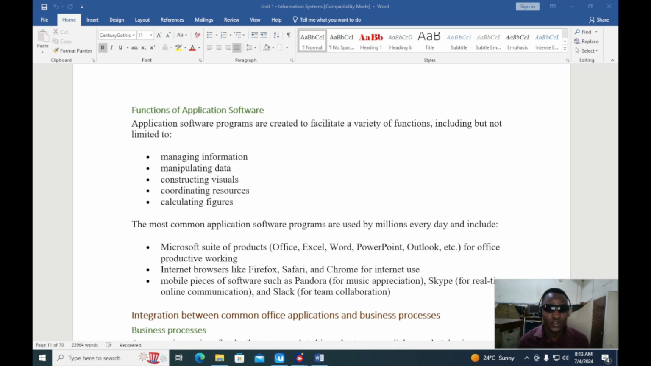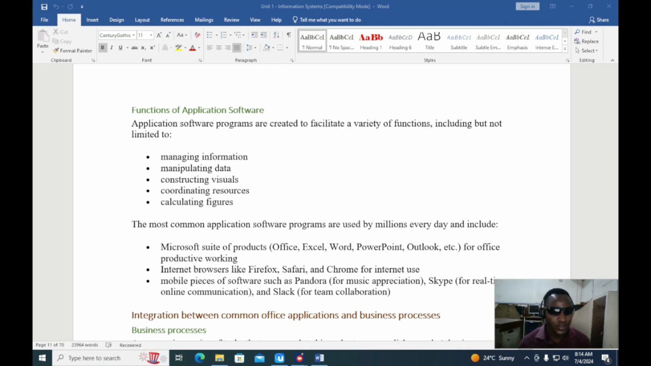They help us also in the manipulation of data. For example, Microsoft Excel is able to do some simple and even complex analysis of data to generate information in the form of pie charts, graphs, and histograms that can be used in data interpretation.